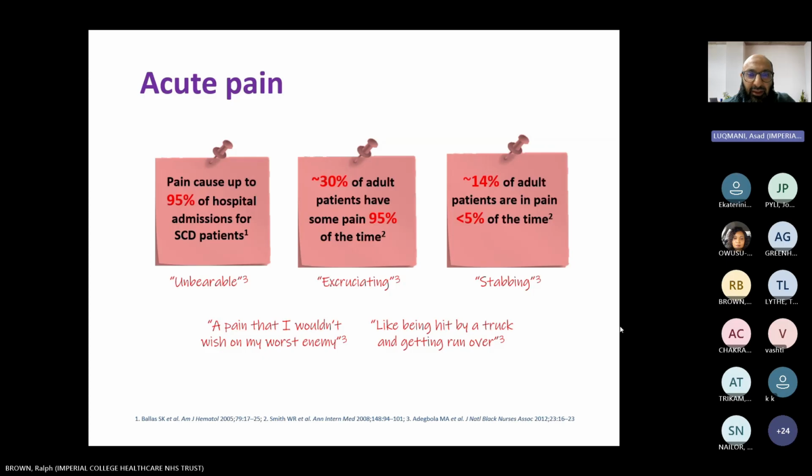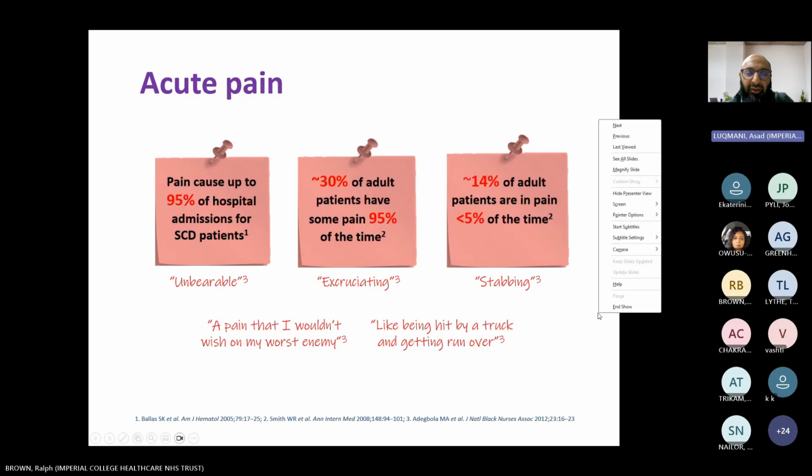And some of the adjectives which they've used to describe pain are unbearable, excruciating, stabbing, and other descriptions such as a pain that I wouldn't wish on my worst enemy, or like being hit by a truck and getting run over. So just to give you some idea as to the severity of this pain. Next slide.